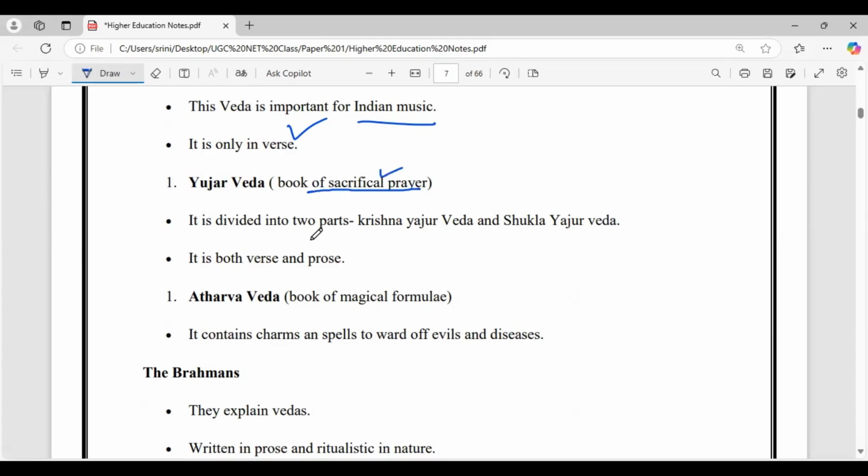It is divided into 2 parts: Krishna Yajur Veda and Shukla Yajur Veda. It is both in verse and in prose. Atharva Veda is the book of magical formulas, containing charms and spells to ward off evils and diseases, like black magic.